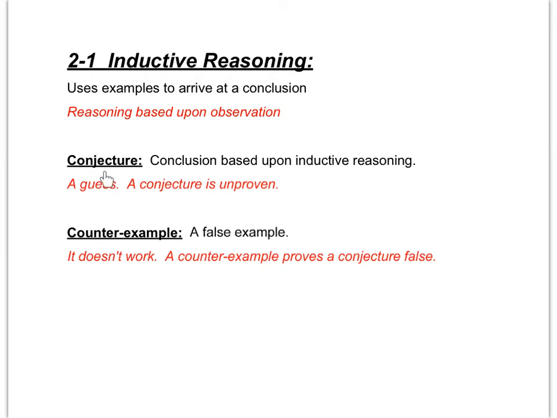A conjecture is a guess. It's a guess upon what we think to be true based upon inductive reasoning. So a conjecture is a guess. A counterexample is an example that proves something is false. It proves a conjecture is not true.